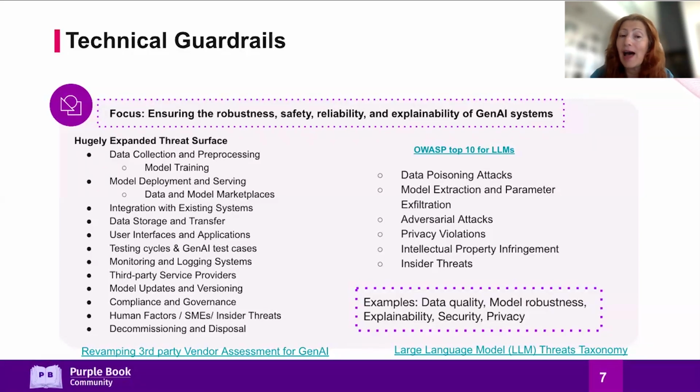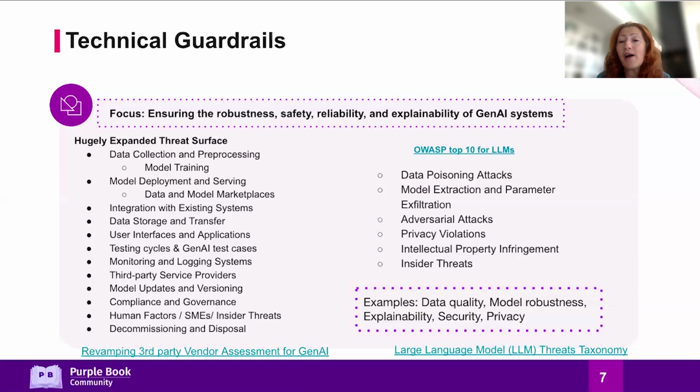What does it mean? Our SMEs, the insider threat, how we are actually managing the human factor and the bias and the explainability and the commissioning and disposal. So this is a huge attack surface that we need to address. And on the right side, I listed the top 10 for LLM applications. This came out at the end of last year. It's a great way to group some of those threats.